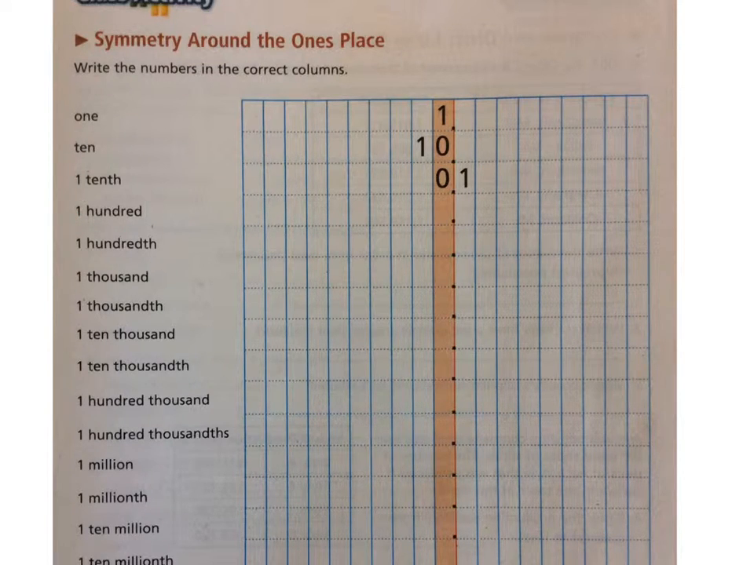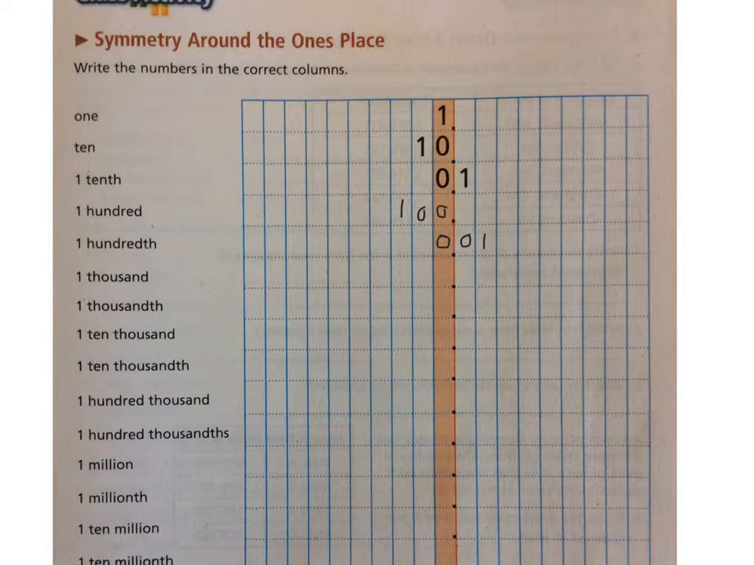So I'm going to fill in 100, and that has to end in the ones place. Now 100th. Of course I want a 0 in the ones place, and then a 0 in the tenths place, and 1 in the hundredths place. Okay, notice the pattern. Here I've got 1 and 2 zeros, and here I've got 0 and 2 zeros, and then a 1. So I can reflect across this line.